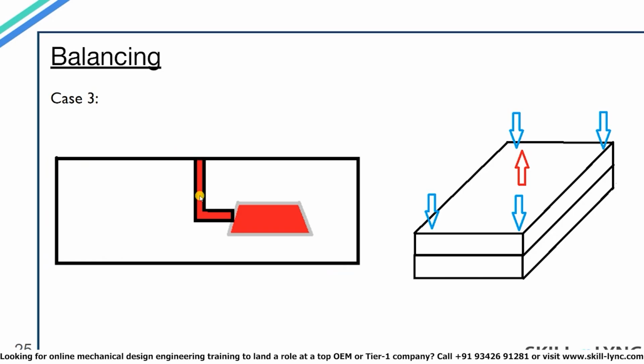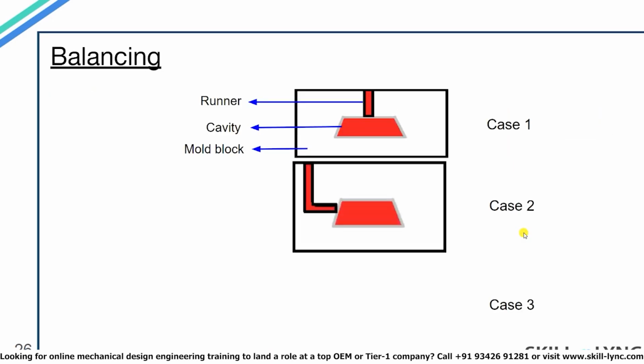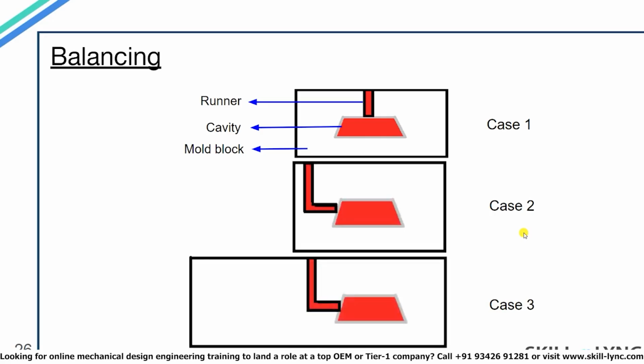So in this case, the molten material injected will exert an equal force on all ends, and the clamping force will also exert a constant equal force at all ends to counteract this force. And the mold will be balanced in this case. So the thing to note is that the sprue location should always be at the center of the mold.